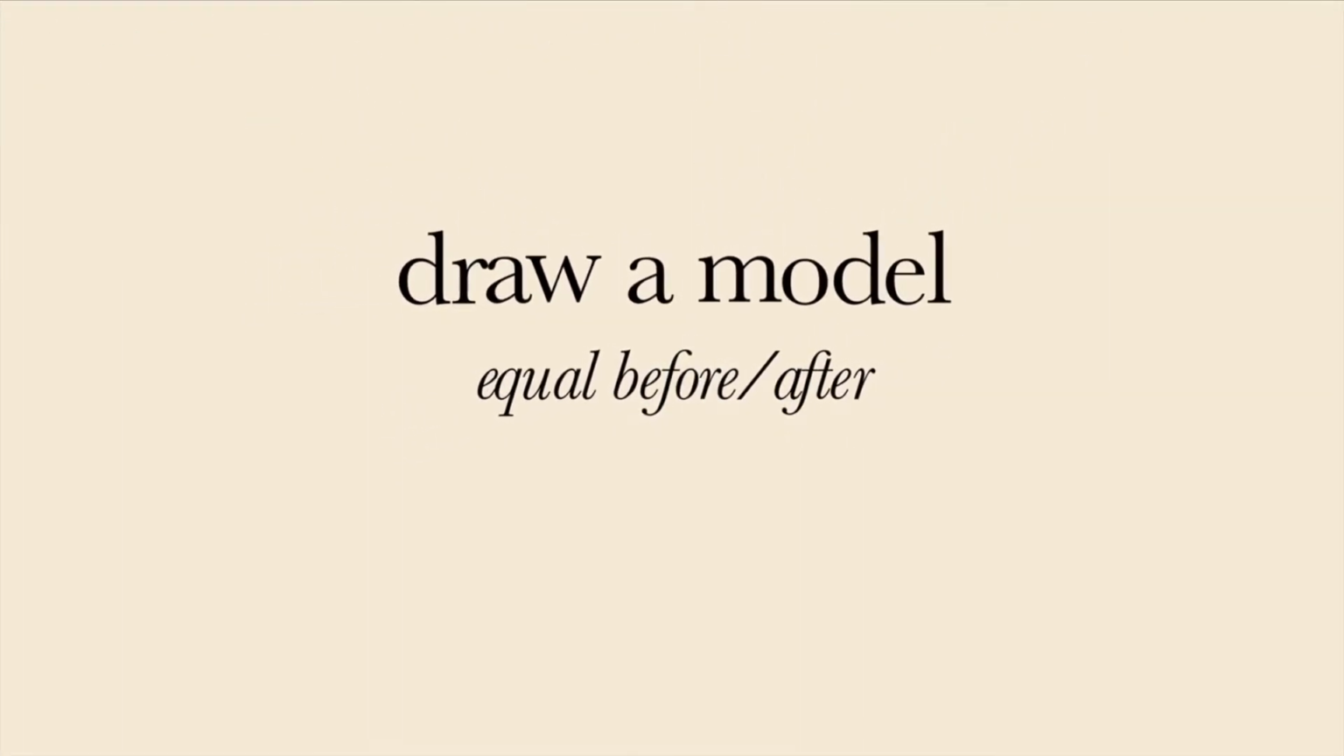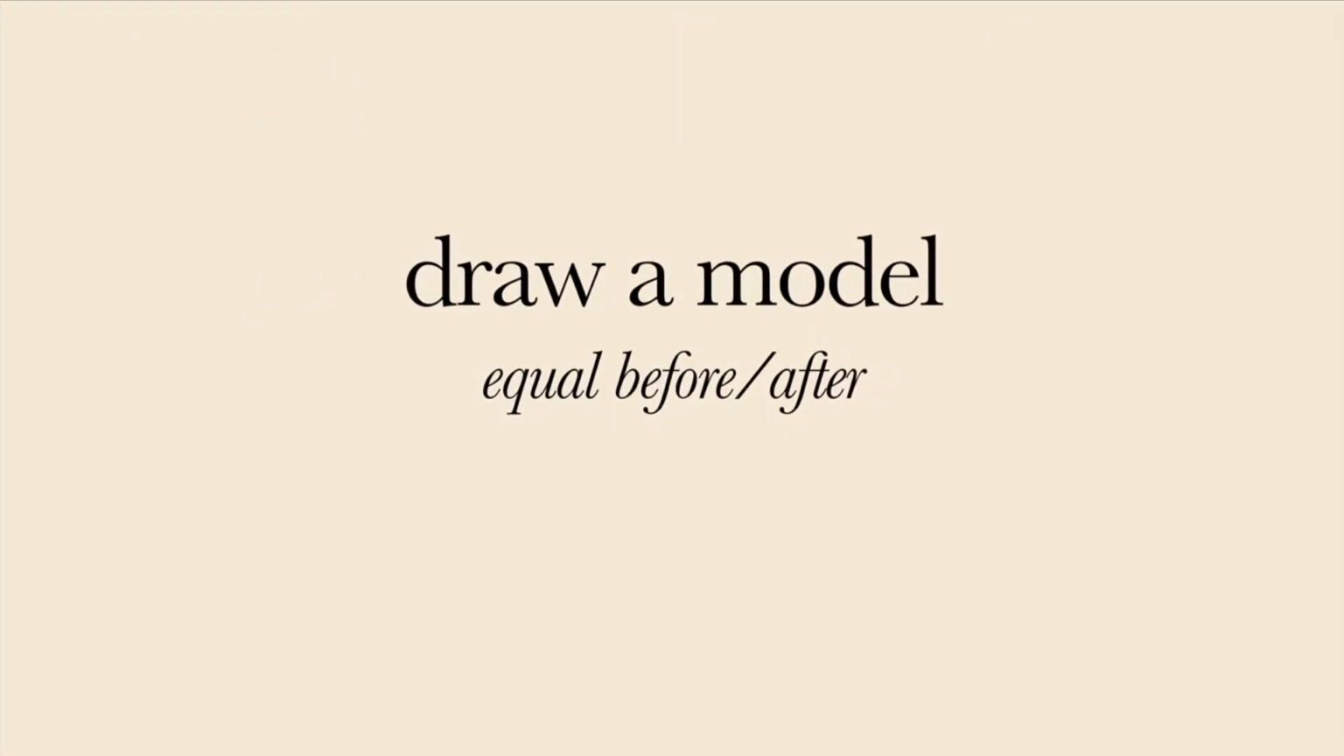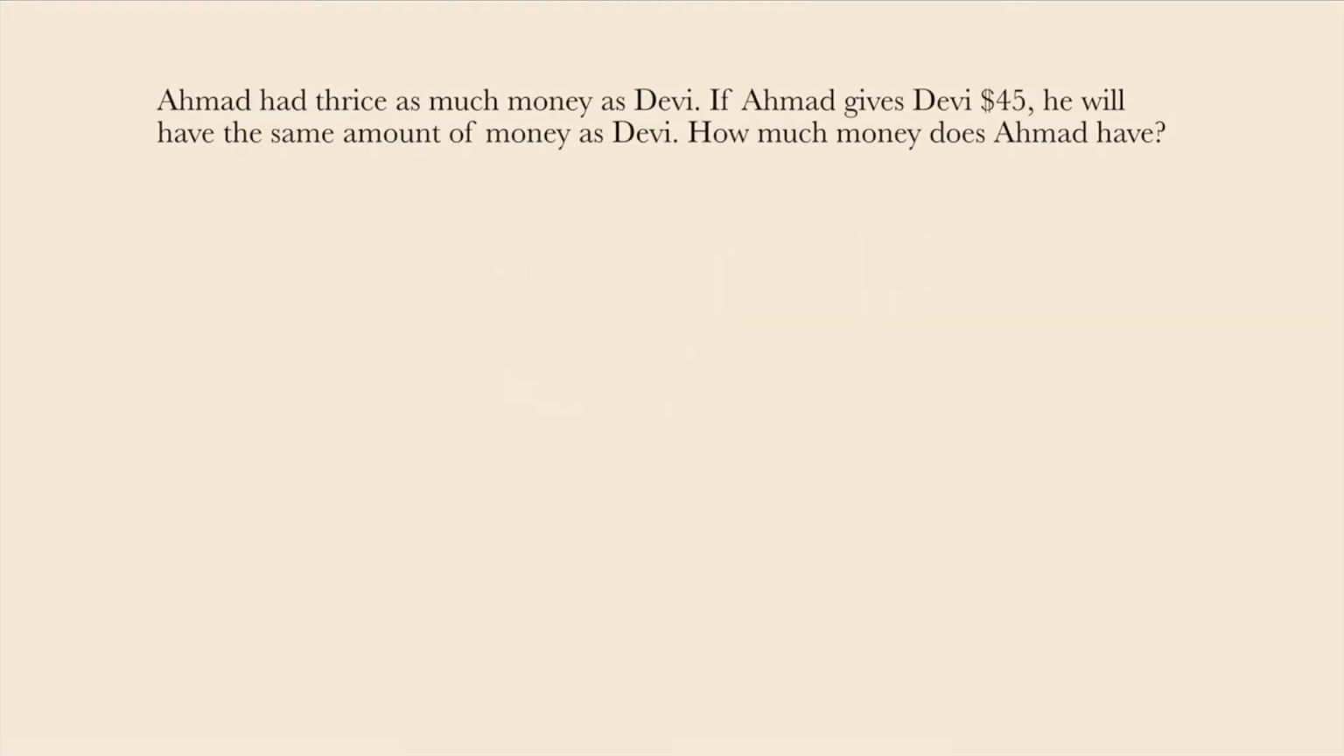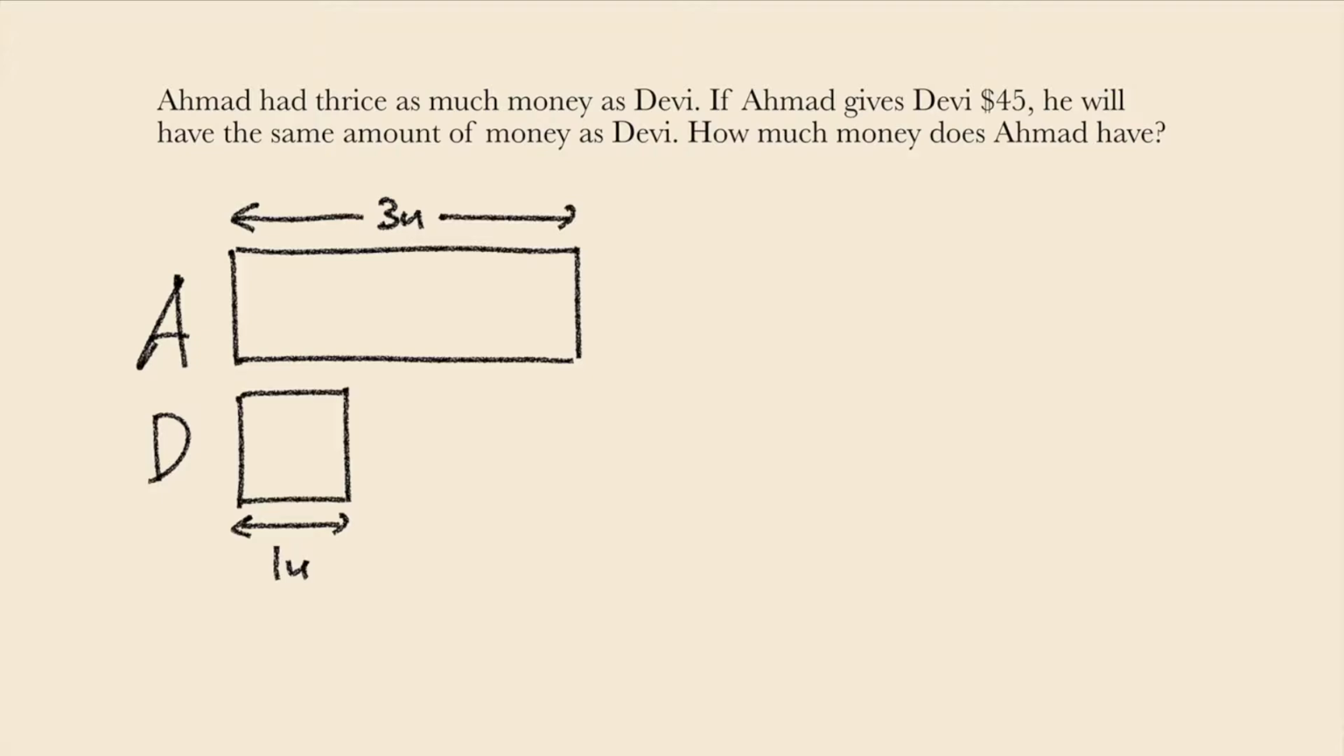Draw model, equal before or after. Question 1. Ahmad had thrice as much money as Devi. So this is shown here. Next, if Ahmad gives Devi 45, this is where the question type comes in. We are told after this transfer, they will have the same amount of money.